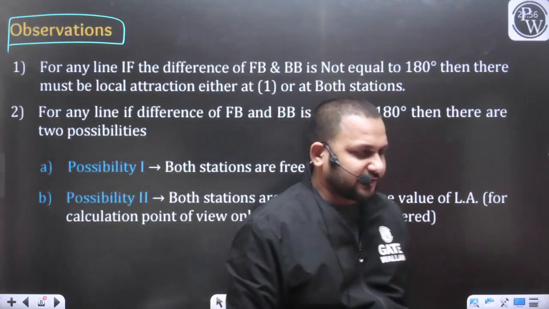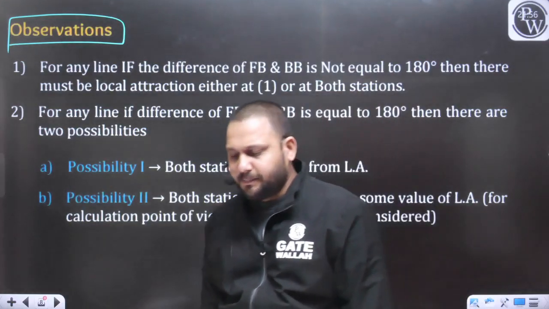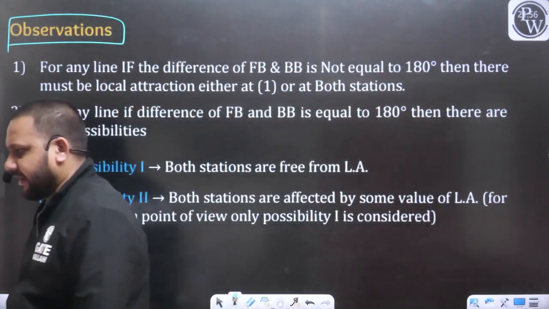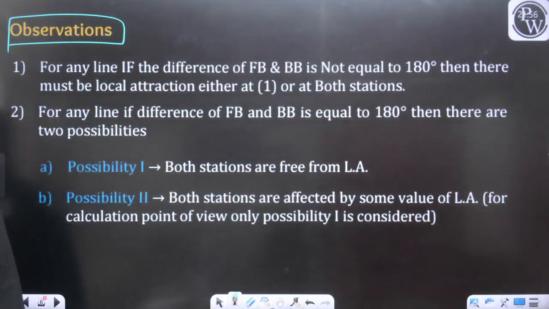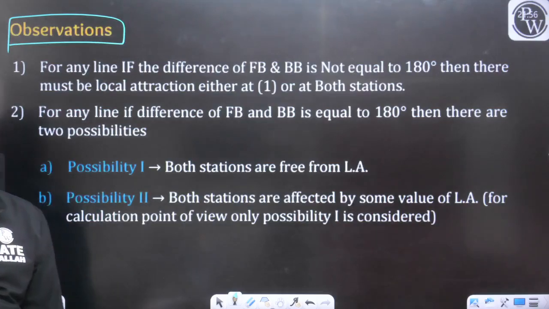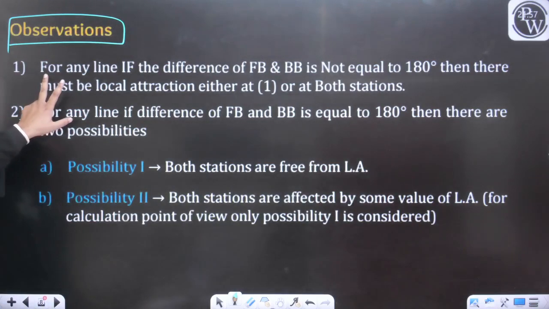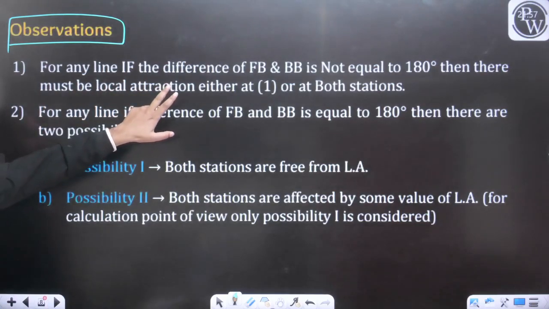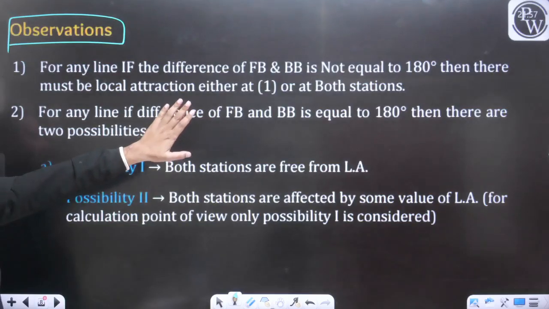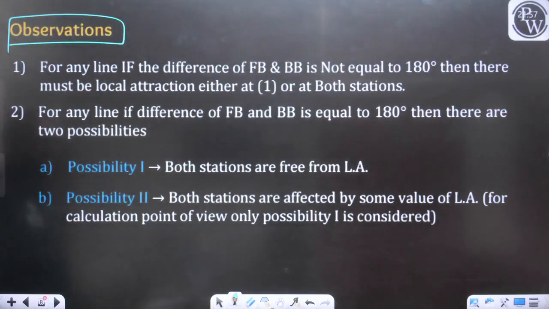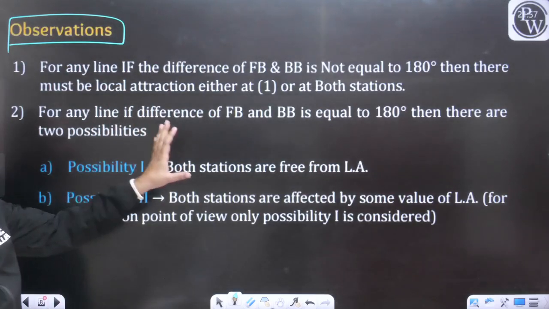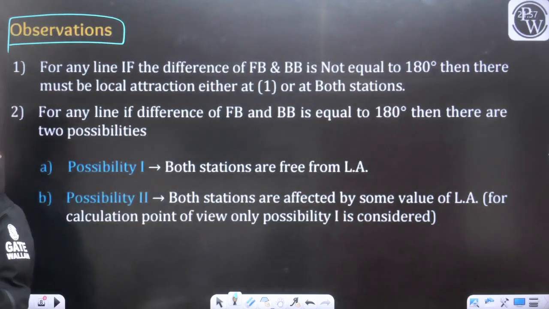Now we are going to discuss some important observations. With the help of these observations, we can easily deal with the problem of local attraction. Listen carefully. What is the first observation? For any line, if the difference of the fore bearing and back bearing is not equal to 180 degree, then there must be a local attraction, either at station 1 or at both stations.